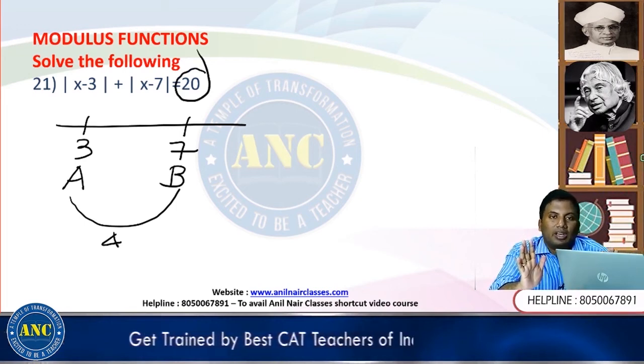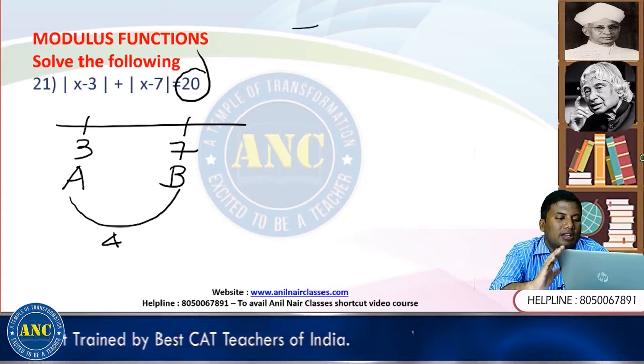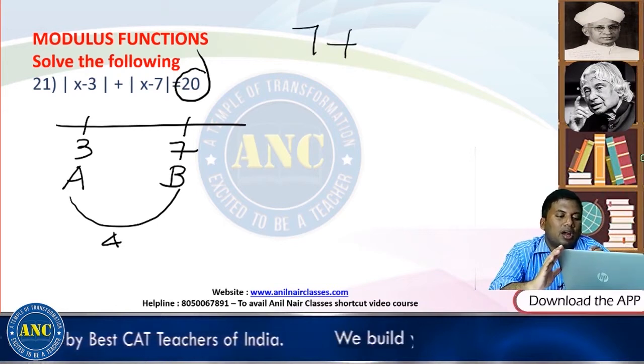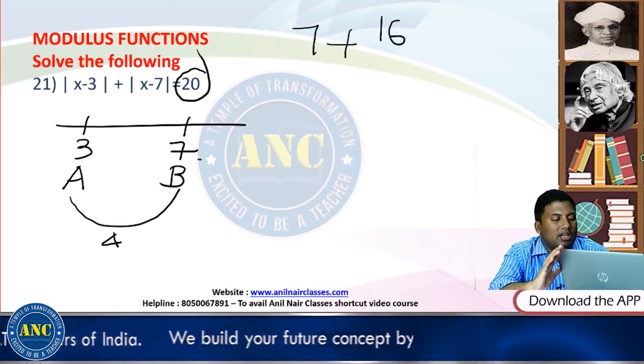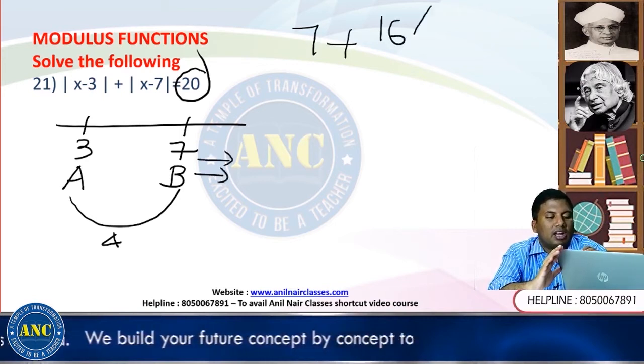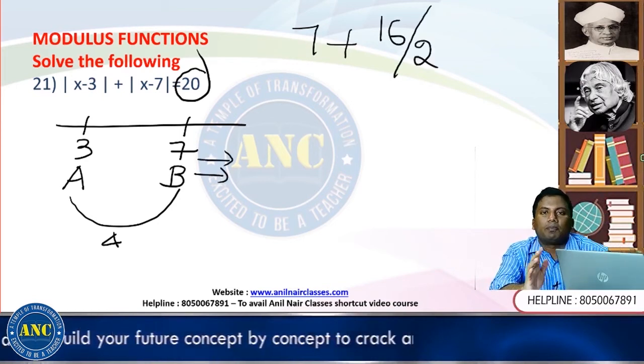A goes to B. 4 units traveled. From 7, 4 already traveled. Remaining 16 I need to travel. A and B both will travel. So 7 plus 16 by 2.